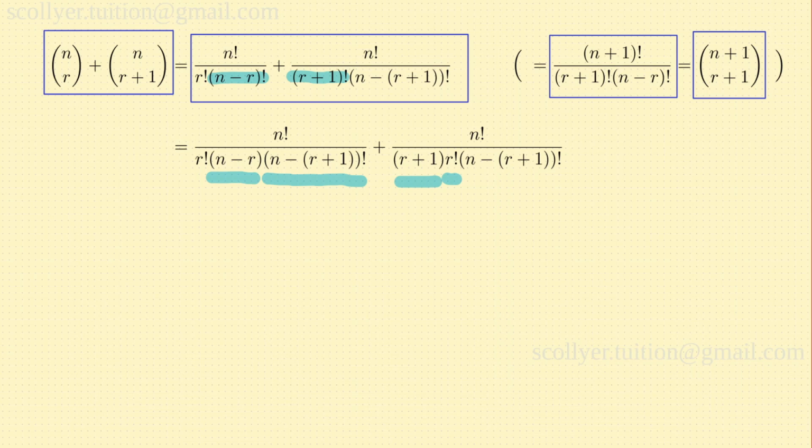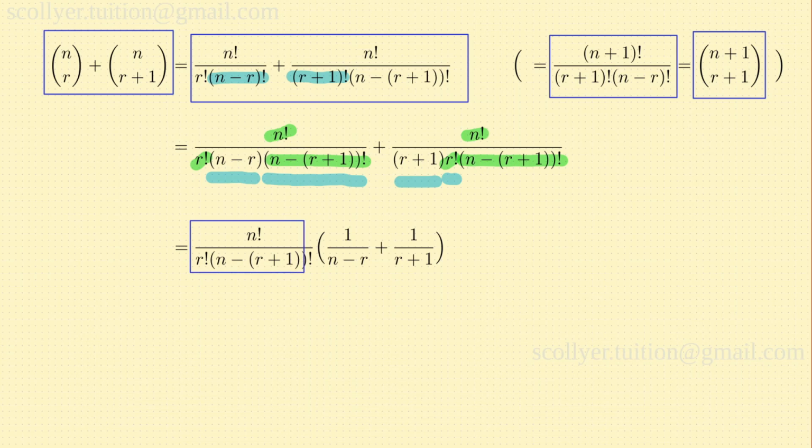And now we can note that we have a number of common factors in the two fractions: n factorial, r factorial, n minus r plus 1 factorial, n minus r plus 1 factorial. And we can pull out those common factors, as I have done here, to leave behind in brackets 1 over n minus r plus 1 over r plus 1.